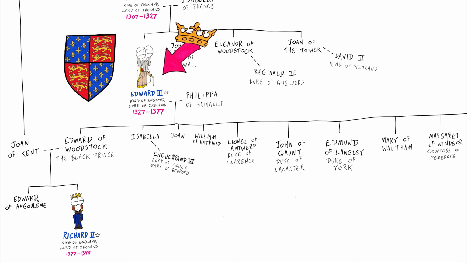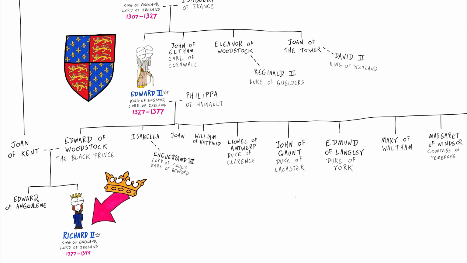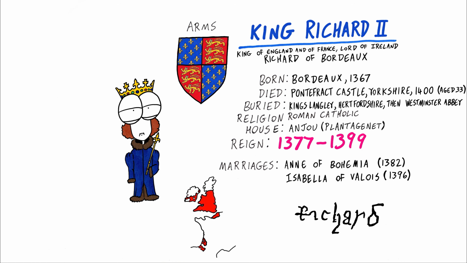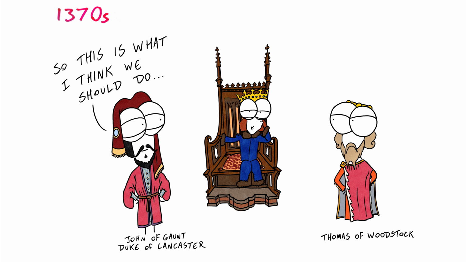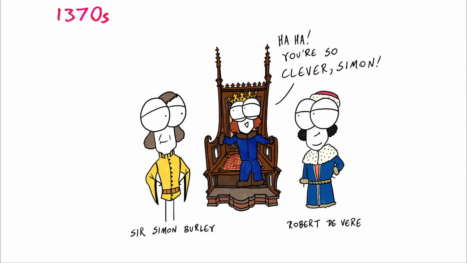Edward III's grandson and son of Edward the Black Prince, 10-year-old Richard II became king. Richard II's early rule was overseen by various councils, with his uncles John of Gaunt and Thomas of Woodstock trying to gain influence over the boy king. But Richard surrounded himself with friends and advisors he trusted.